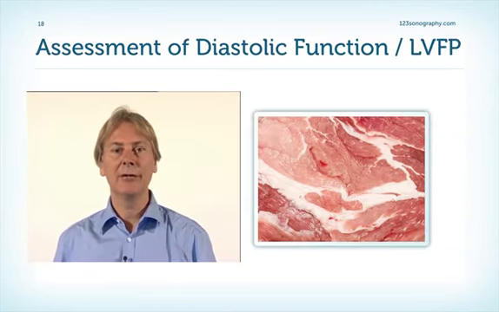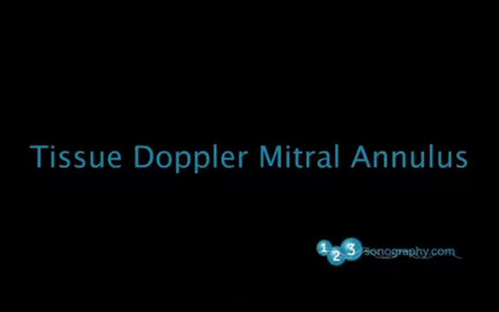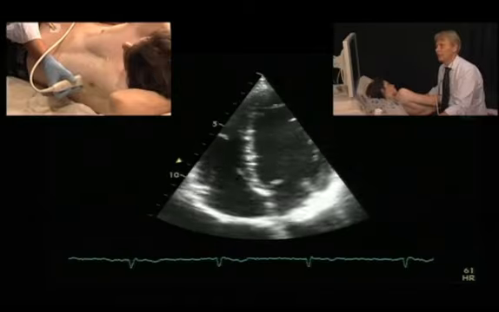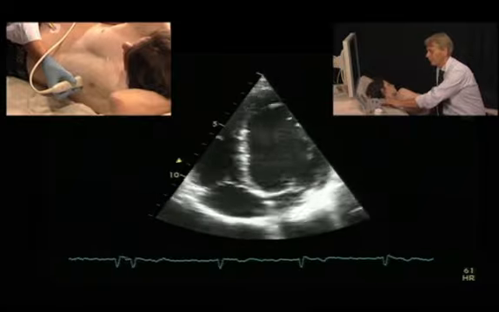The next modality I would like to discuss is tissue Doppler, specifically tissue Doppler of the mitral valve annulus. In principle, you have two possibilities to assess the velocity of the mitral annular plane, either at the medial vicinity or at the lateral vicinity. So I'll first show you how to do it at the medial portion of the mitral valve ring.